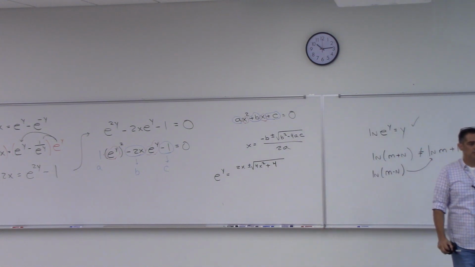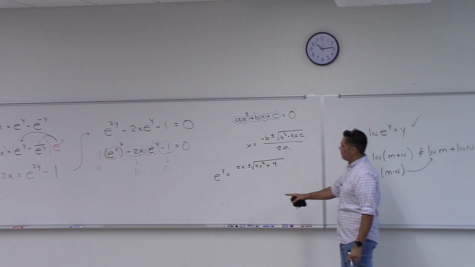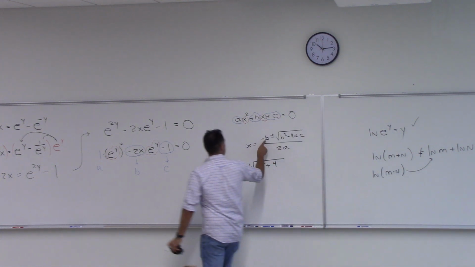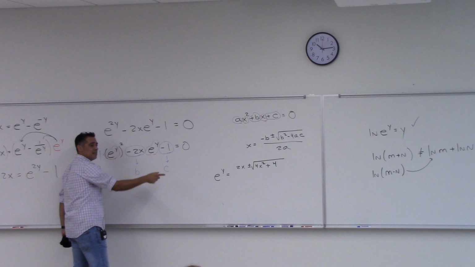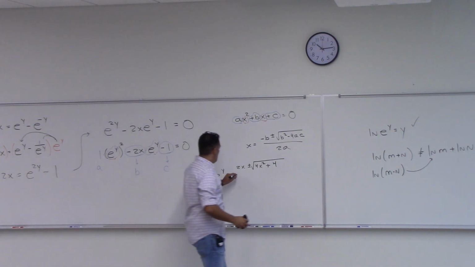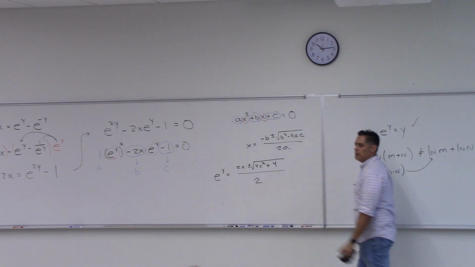Do y'all see what I'm doing? In the formula, it's the opposite of b, and over here, remember b, it's negative 2x, so the opposite of that is positive. All of this over 2 times what? 1, right? Which is just 2.